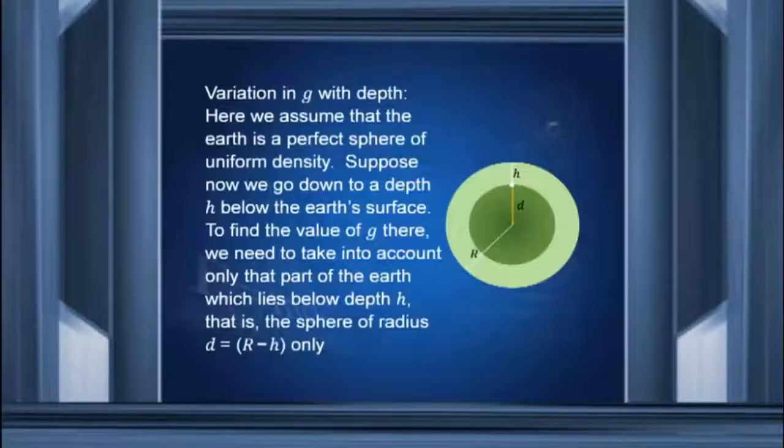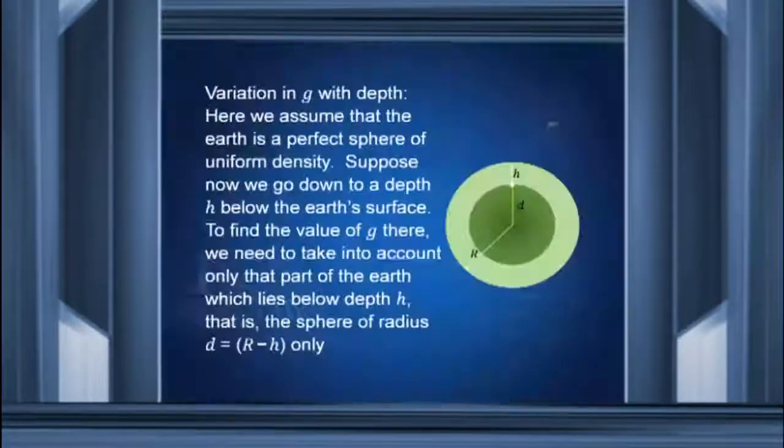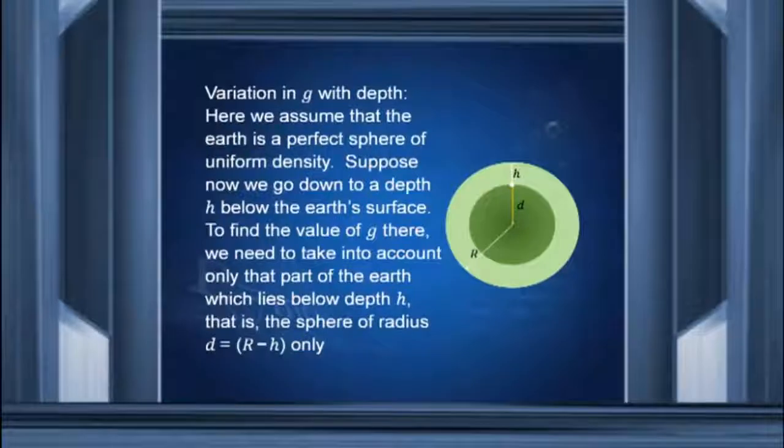Variation of g with depth: if we go inside the earth, what happens to the value of g? We have seen that when we go above the surface of the earth, the value of g decreases. Let us see what happens if we go inside the earth. Suppose we are at a depth h from the surface of the earth, that is, at a distance d from the center of the earth, so d plus h is equal to the radius of the earth. Now, we must find the value of g at a depth h.